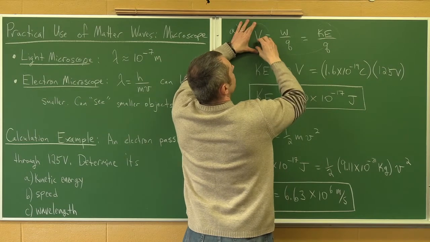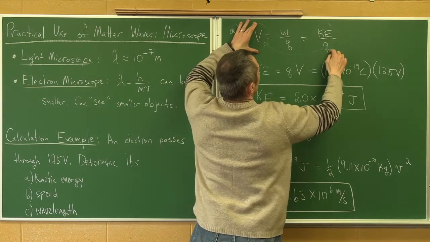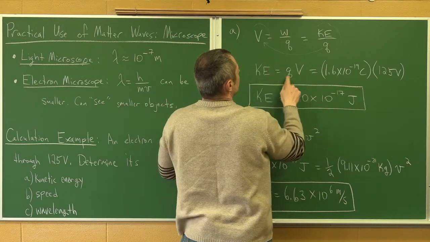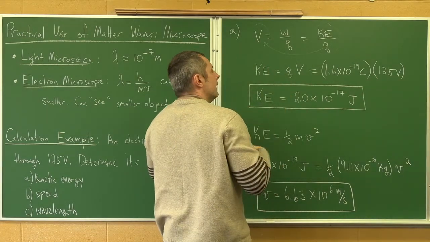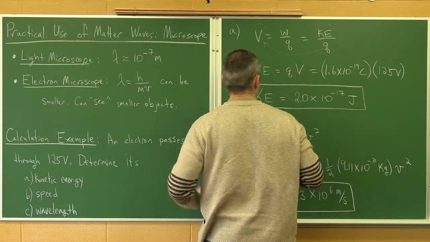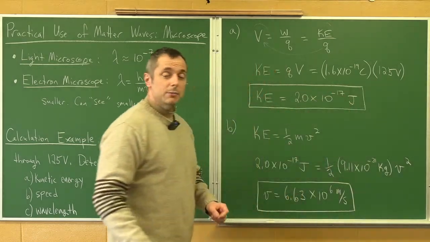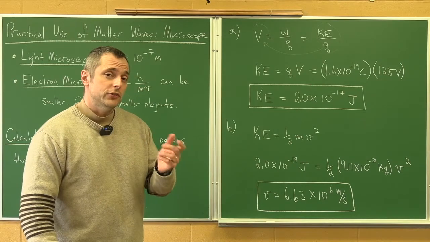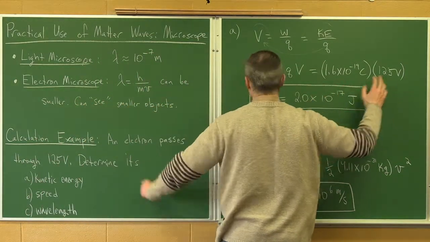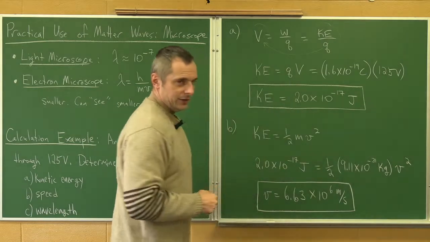If I move the charge over to the other side, I have kinetic energy equals charge times voltage. Again, it's an electron, so we could look up its charge. It's not given in the problem, but we could look it up on the front cover of the reference table. One elementary charge is what it's listed as, 1.6 times 10 to the minus 19th, and the voltage was given. Multiply those, I have the kinetic energy.